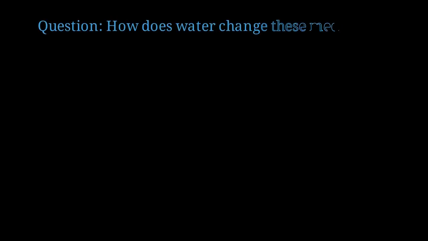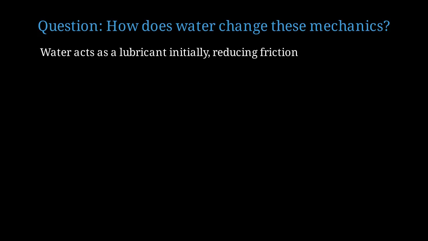Now here's an important question. How does the presence of water change these granular mechanics? Let's think about this systematically. Initially, when water is present between grains, it acts as a lubricant. The coefficient of friction can drop to 0.1 or even lower. This is why wet rice flows more easily than dry rice.